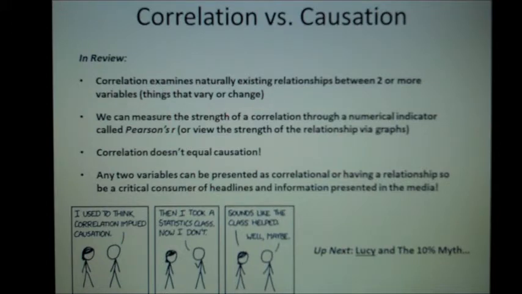Alright, so as a quick review of today's lesson, correlation examines the naturally existing relationship between two or more variables. And remember, a variable was just anything that can vary or change over time. We can measure the strength of a correlation through a numerical indicator called Pearson's R. Remember, that went from -1 to 0 to +1. Or we can view the strength of a relationship by a graph.